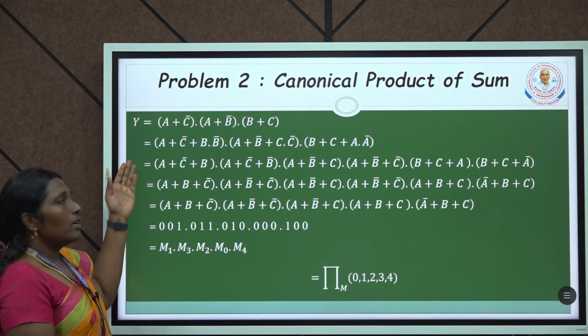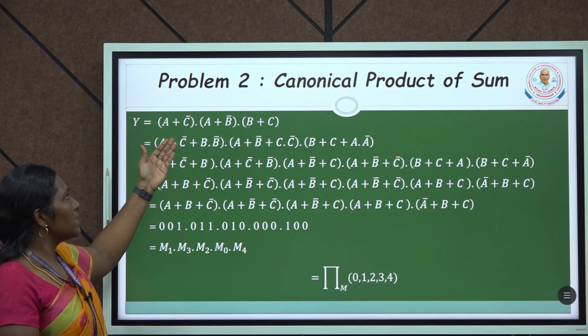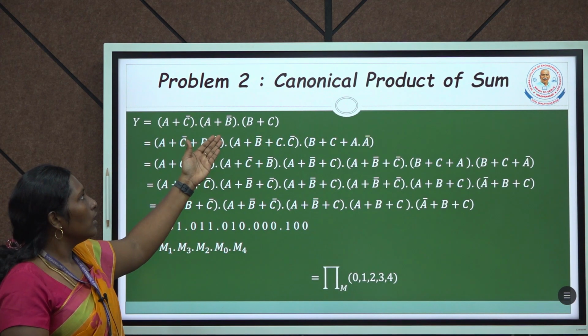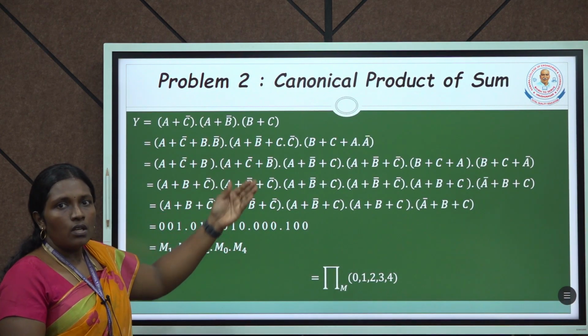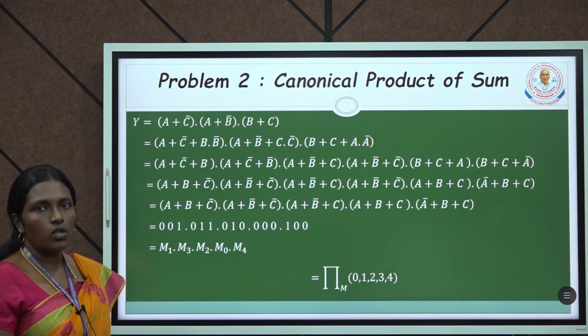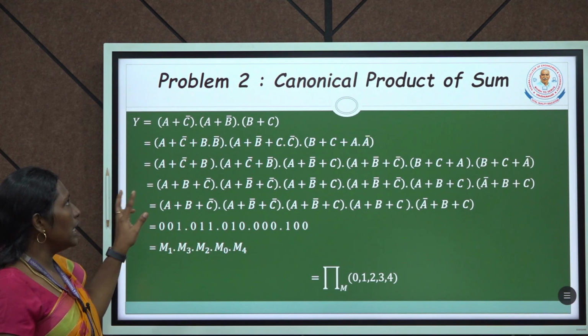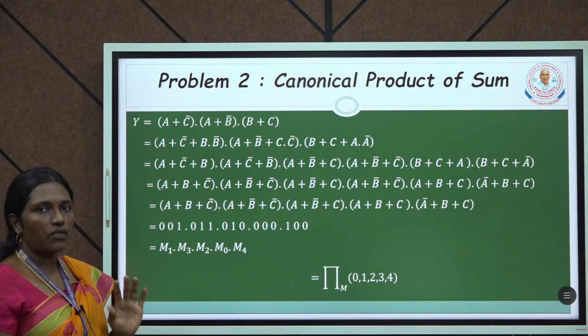Here I have given the expression Y is equal to A plus C bar, dot, A plus B bar, dot, B plus C. The same methodology that we followed for sum of product is followed here also. The first step is to find the missing literals. From each term, we have to find which literal is missing.